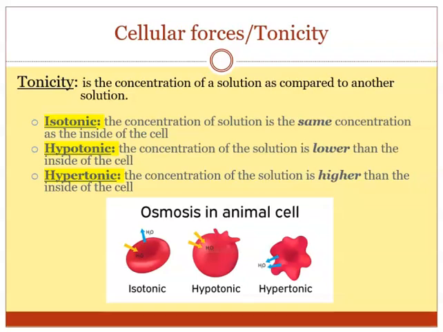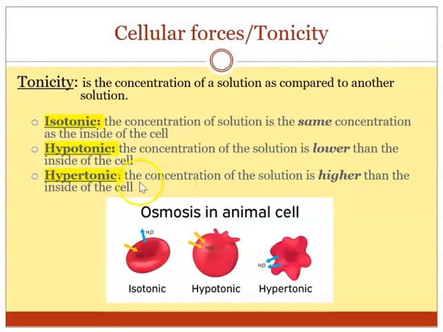Next up is hypotonic. This is where the concentration of the solution is lower than the inside of the cell. So let's look at the image and think back about what we know about osmosis. If the concentration of the solution on the outside of the cell is lower, what's going to happen? The water is going to want to go from lower concentration on the outside to inside the cell. So what's going to happen to our cell? It's going to swell up.